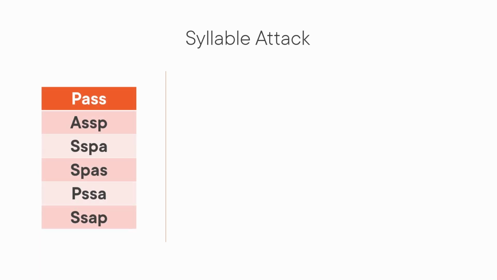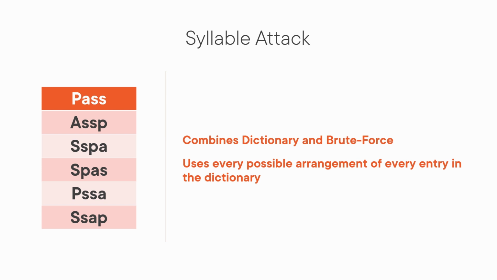So I told you we'd talk about syllable. Well, here we go. In this technique, we're just going to simply go through and use the dictionary and other methods to crack them by implementing a brute force. Use every possible arrangement of every entry in the dictionary. So in the case here of pass, you can see I'm listing almost every possible combination. I'm sure there's more I probably missed, but you get the point.